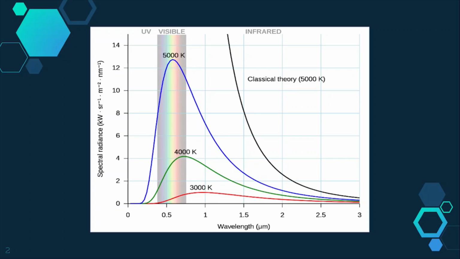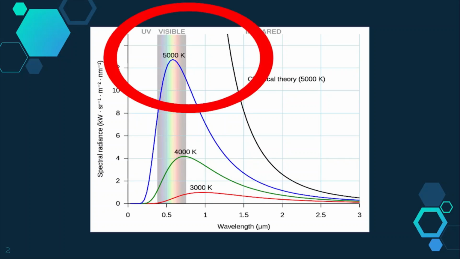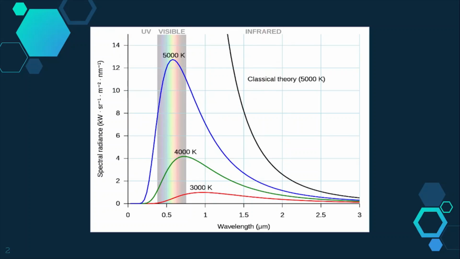So this problem was named the ultraviolet catastrophe, as the math broke down when the waves became ultraviolet, as you can see on the graph with the classical theory line. Well, it had already been going up a lot by then, but it became even worse when nearing UV. However, in 1900, Max Planck solved this problem.